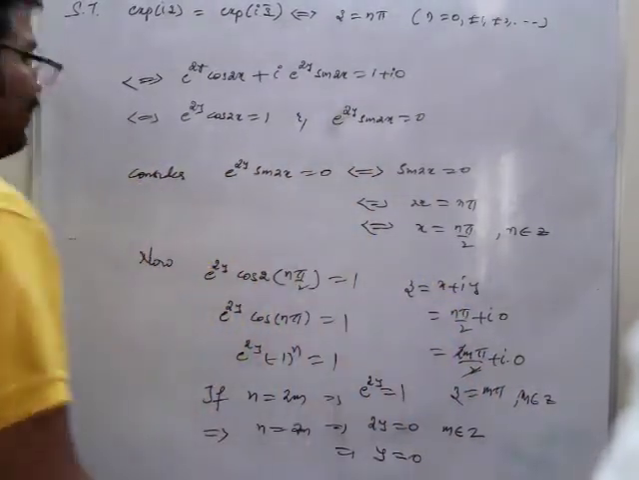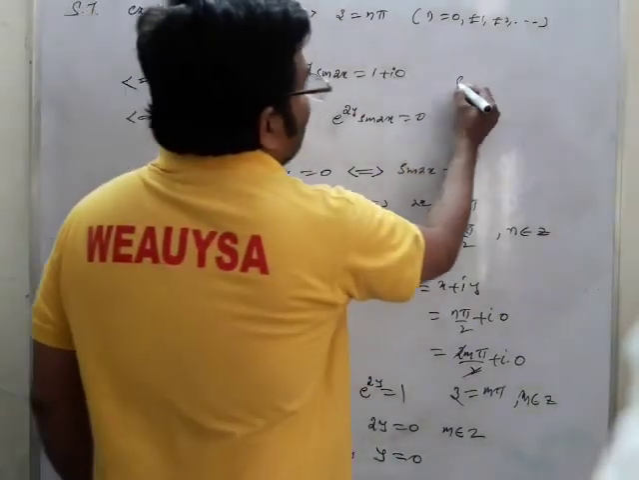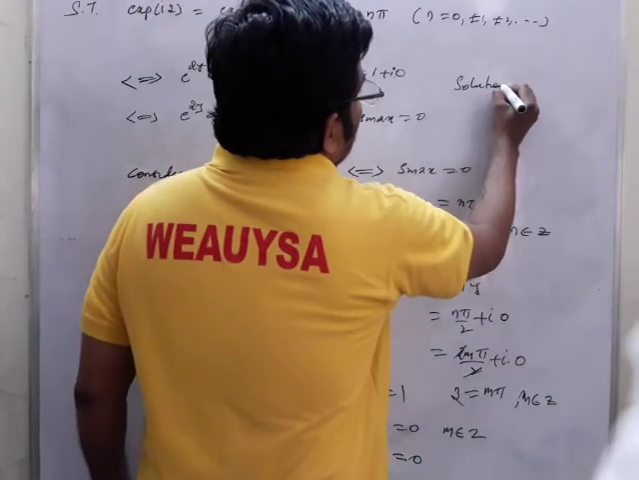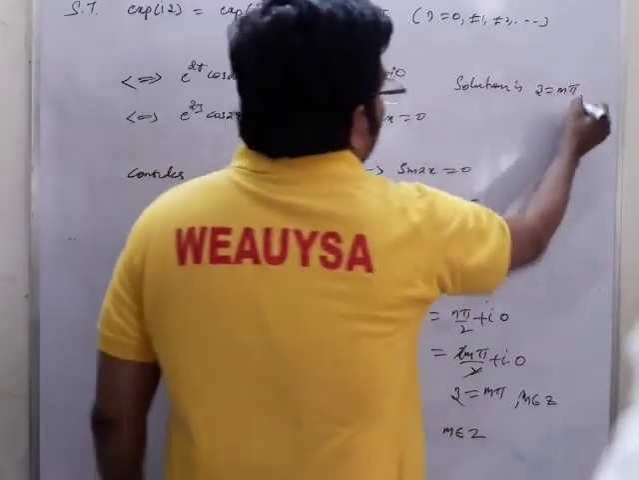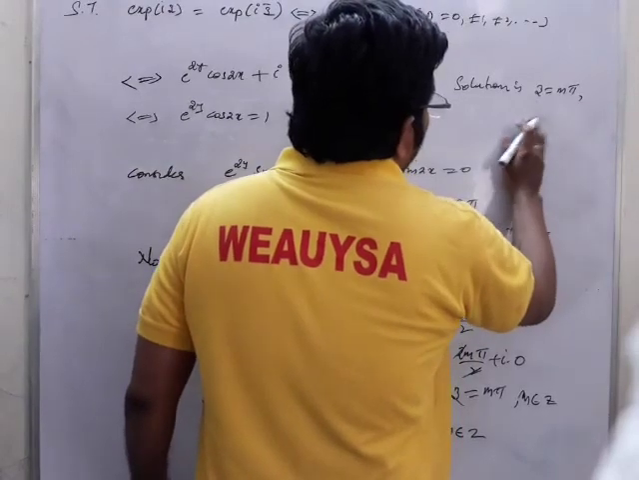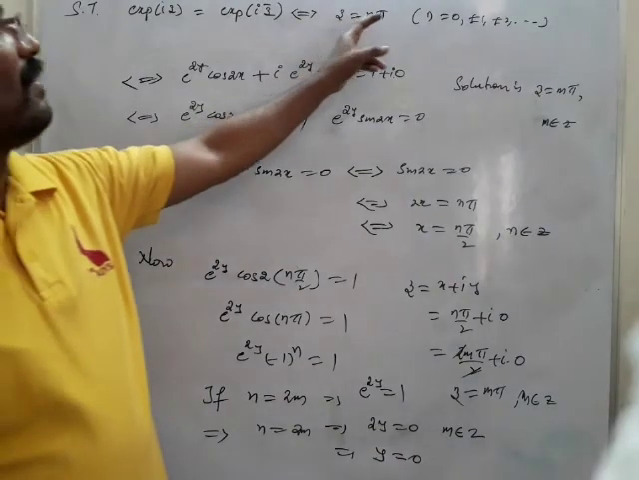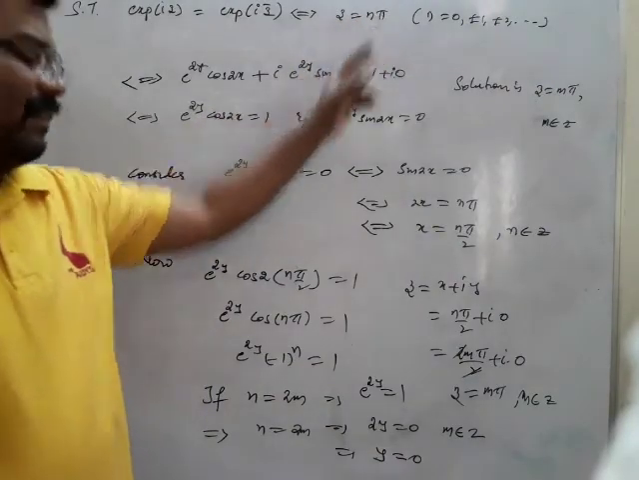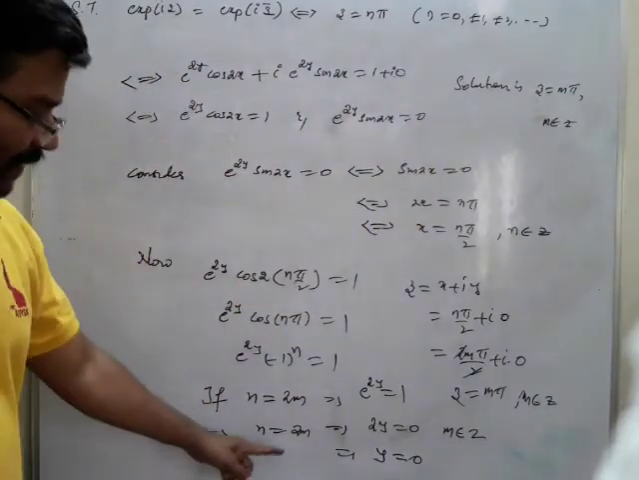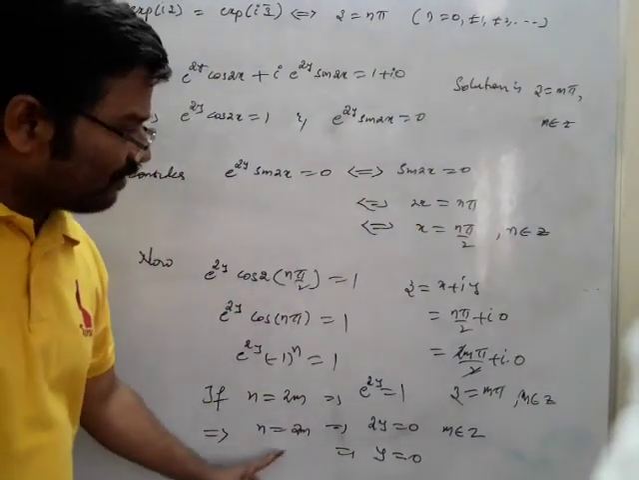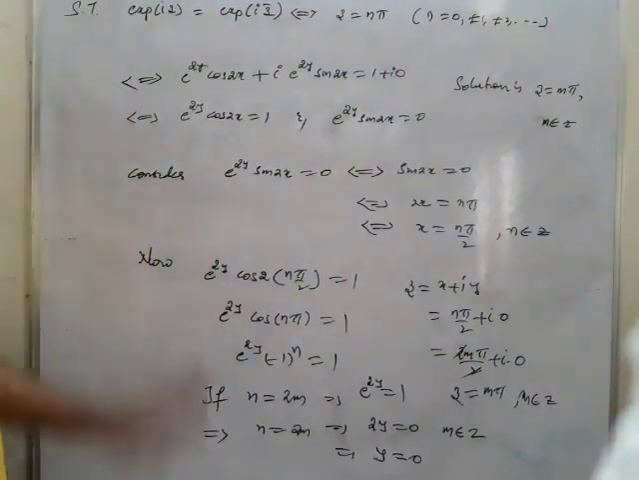So this is how we have got the answer. The solution is z is equal to m pi, where m belongs to integers. Here the question is given as z is equal to n pi. You may take n as 2m, that's all, simply. Then you will be getting the same answer, because we have substituted n is equal to 2m here, you got z is equal to m pi. Okay, so this is how you have to do.